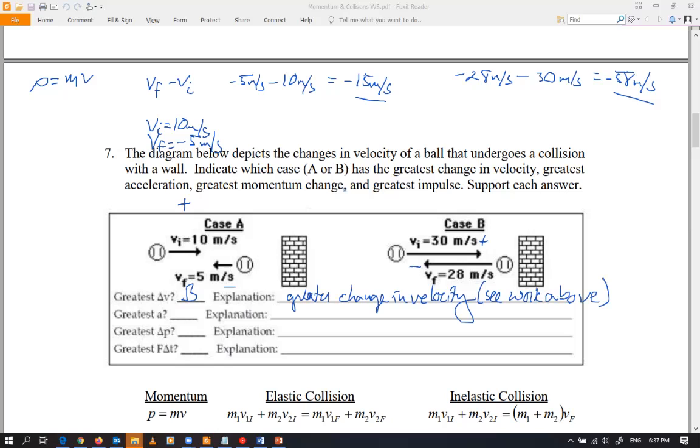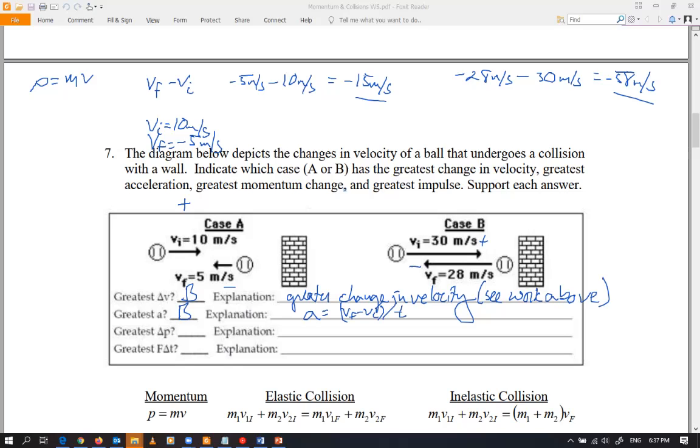Now, if we're looking at a change in velocity, that relates to an acceleration. If our greatest change in velocity is B, then our greatest acceleration should also be B, because a equals vf minus vi over t. That's our average acceleration. And that's why we get the units meters per second, because it's velocity over time.